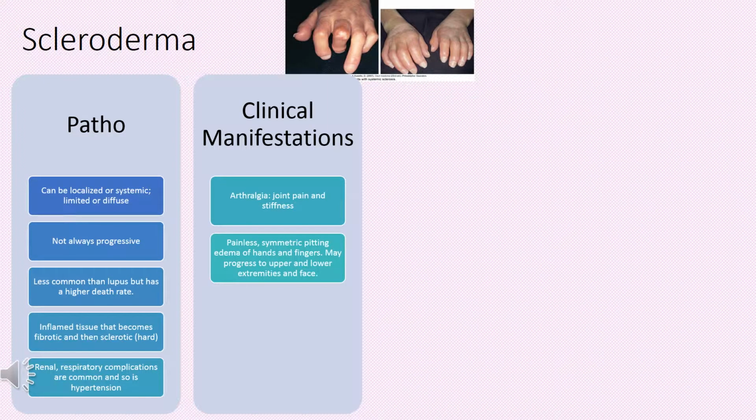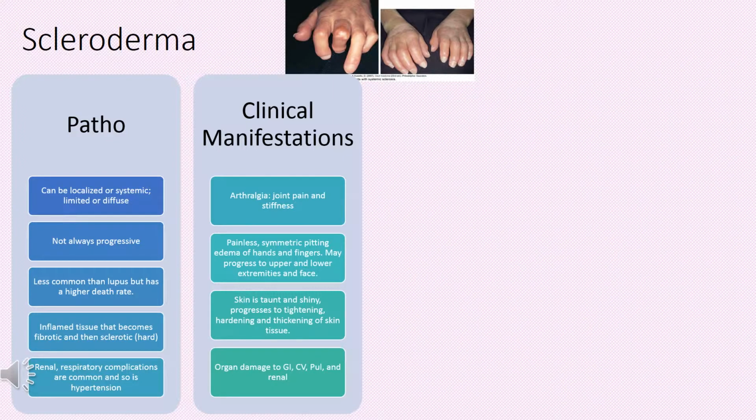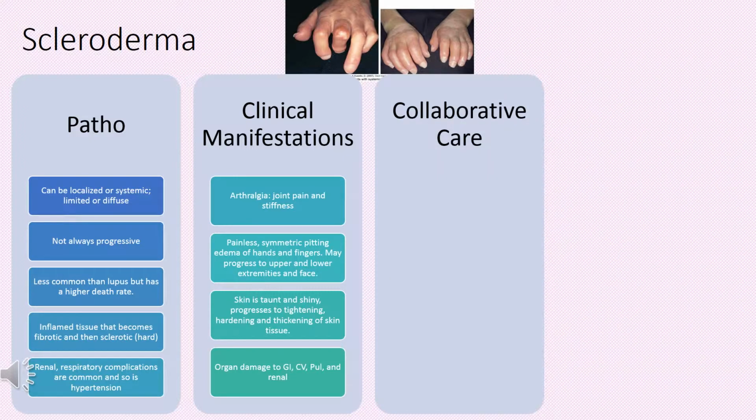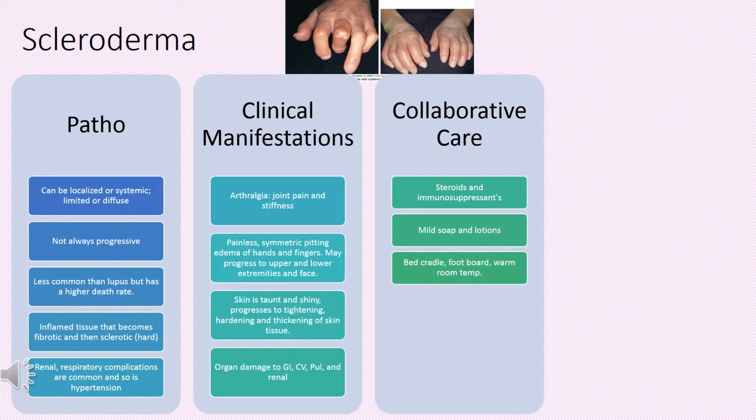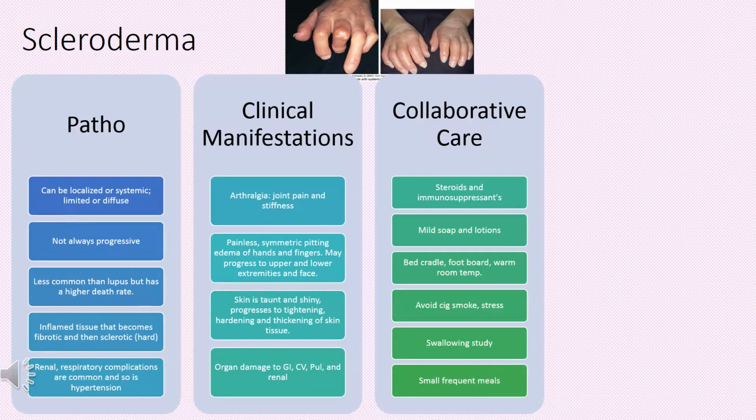painless symmetric pitting edema of hands and fingers, skin is taut and shiny, and organ damage to the GI, cardiovascular, pulmonary, and renal. Collaborative care will include steroids and immunosuppressants, use of mild soap and lotions, a bed cradle, also known as a footboard, and then warm room temperature. Avoid cigarette smoking and stress. They may need a swallow study. And you want to encourage them to eat small, frequent meals.